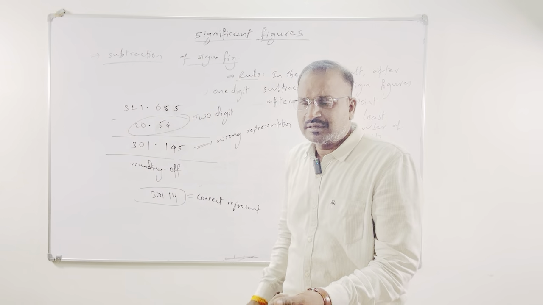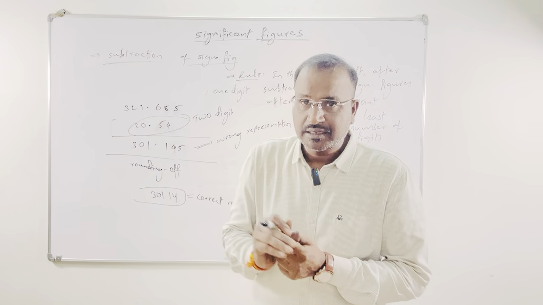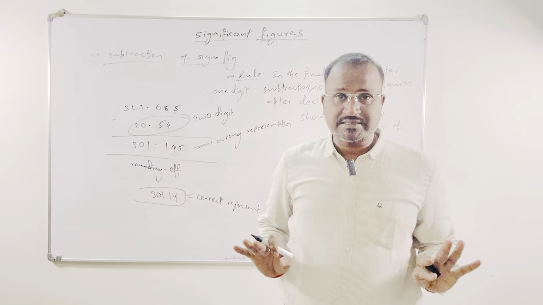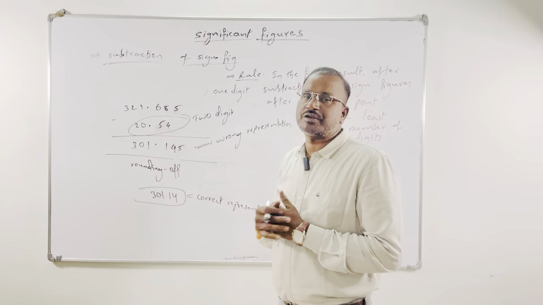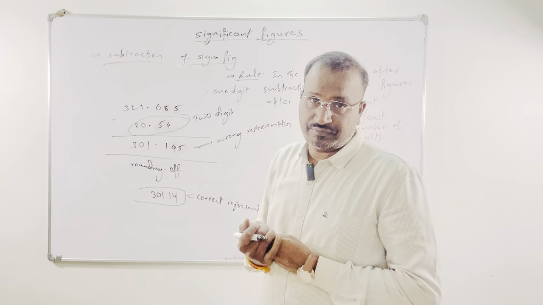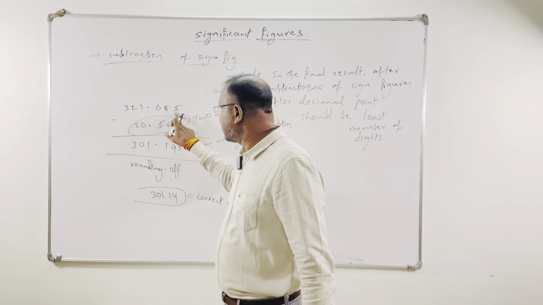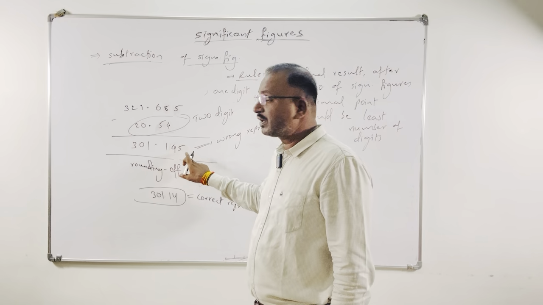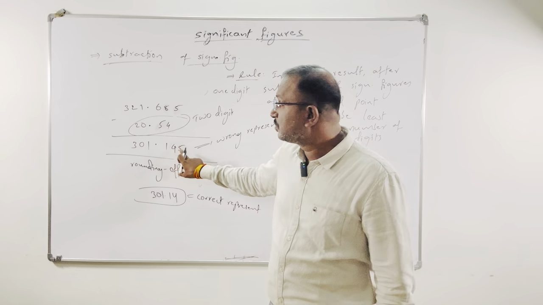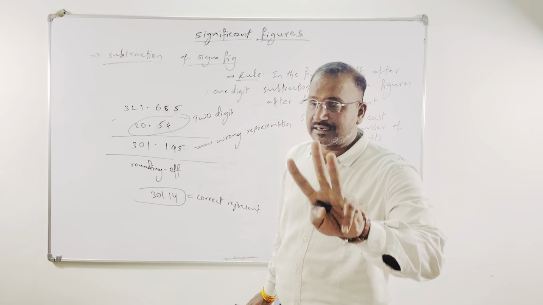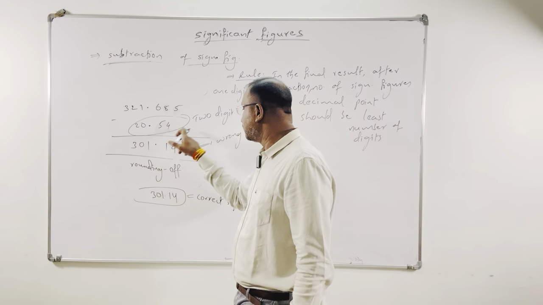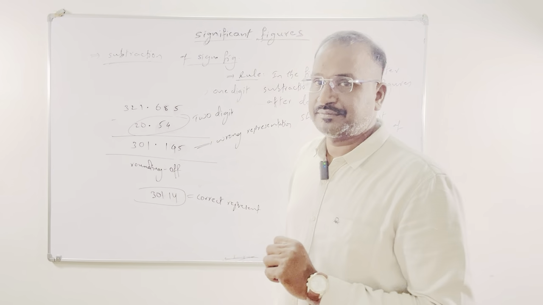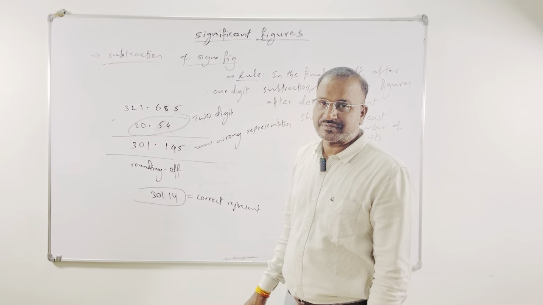Above 5, the before digit will be increased by 1. Below 5, during round off, the before digit should be as it is. If 5 is there, how to do the rounding off? So here 5 is there. The answer is 14.5. I have to round off this 5 to 2 digits because 3 digits are there. In the final answer, after the decimal point only 2 digits should be there. So I have to round off this 5. How to round off this 5?